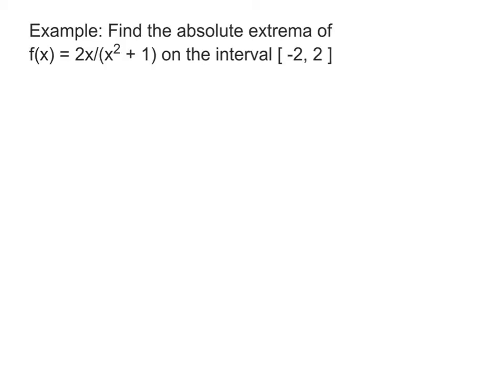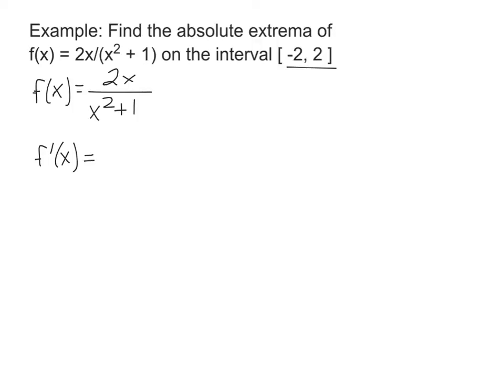Okay, let's do another example. We're going to find the absolute extrema of this function here. I'm going to rewrite it. F of x equals 2x over this quantity, x squared plus 1, on this interval from -2 to +2. Okay, so first step, we got to find the derivative so we can find our critical numbers. Critical numbers are where that derivative equals 0 or doesn't exist. So, first step, find the derivative. If you want to pause this and do it on your own, that's a great idea.